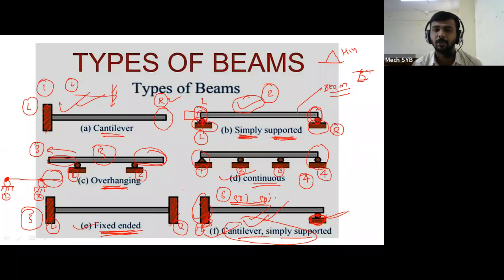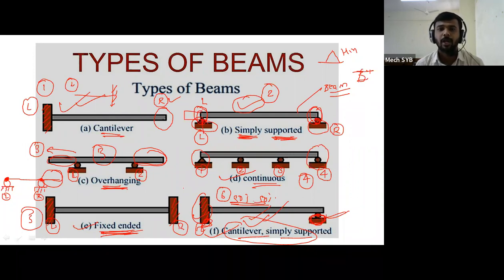Fixed ended means if both sides are fixed, then that will be the fixed ended beam. And cantilever simply supported means 50% cantilever, 50% simply supported according to the supports mentioned in the figure, that is called a cantilever and simply supported beam. So these are the total 6 types of beams, and out of these 6 we have numericals based on 3: cantilever, simply supported and overhanging. Otherwise all 6 beams are very important for your MCQ questions or examination.